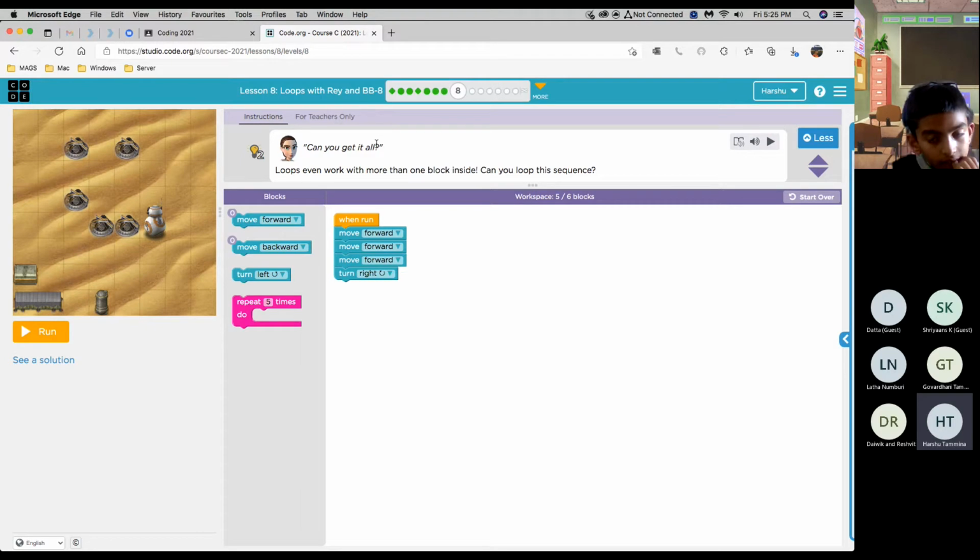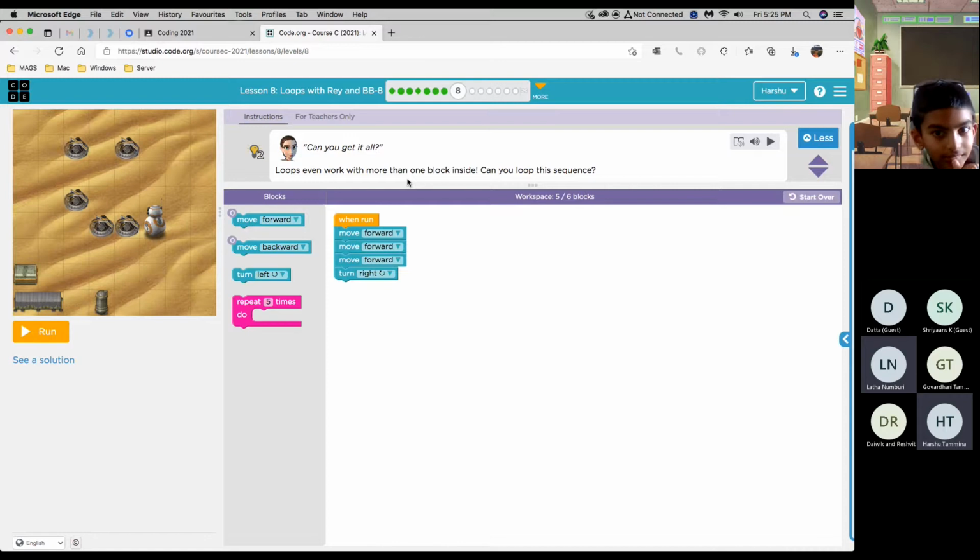Can you get it all? Loops even work with more than one block inside. Can you loop the sequence? Rehan, do you want to have a try? Sure. Okay.